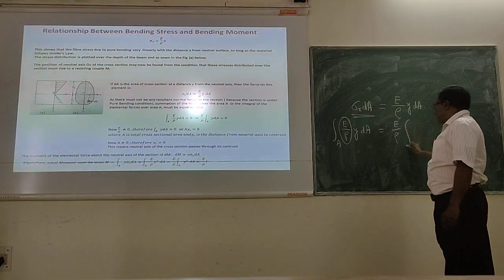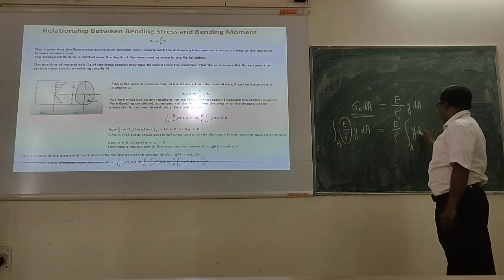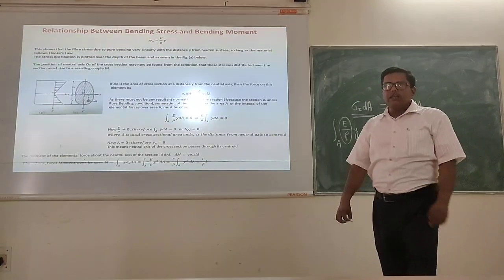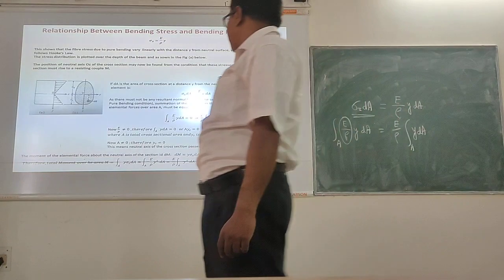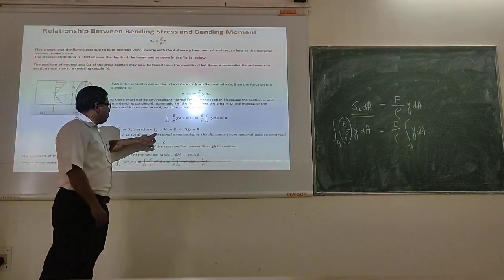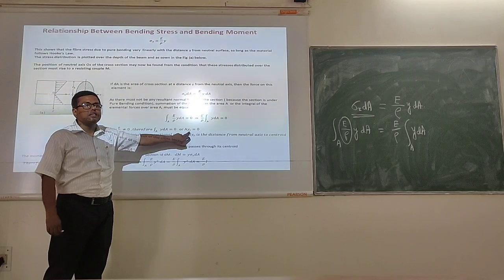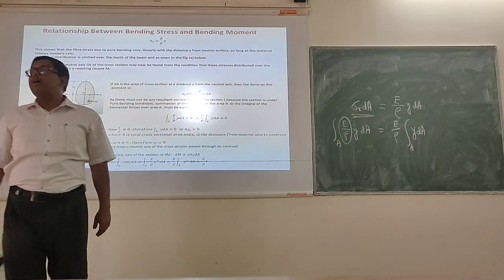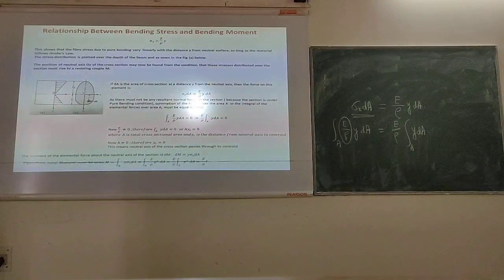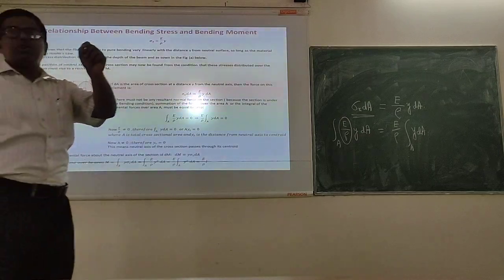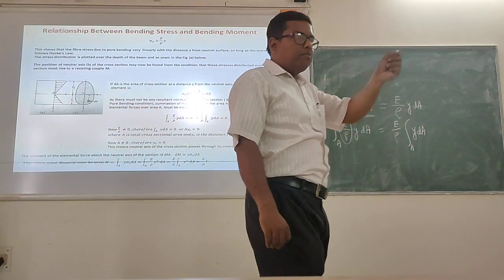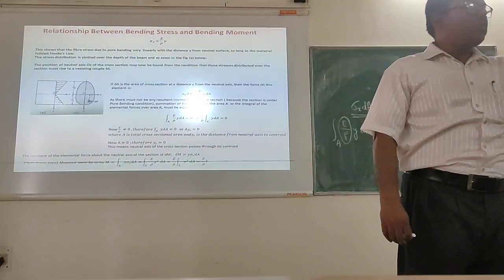So if I take E by rho out of this integral and do the integral of y dA, remember what the integral of y dA over the area is? It is nothing but area multiplied by yc. And what is yc? yc is the centroidal position, the distance of the centroid. Correct? So the integration of y dA is what? The first moment of area. y is the distance, and moment of area means distance multiplied by area. That is what the moment is.